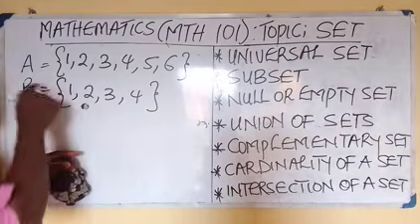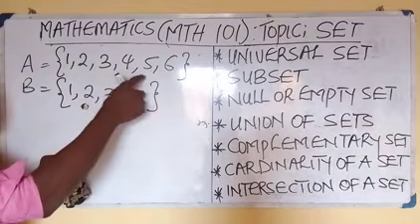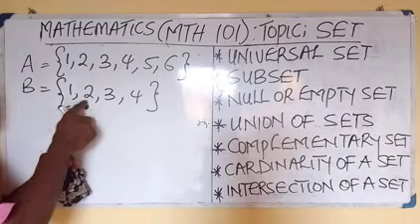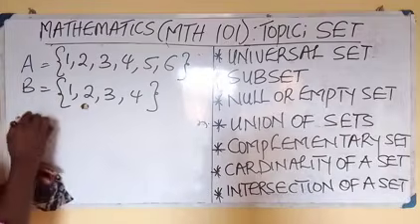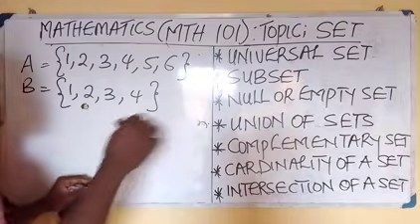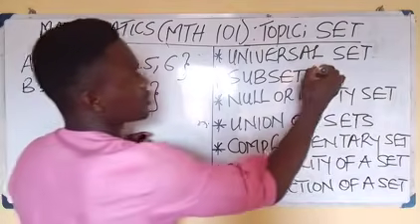That is to say that if I have set A and set B, I have 1, 2, 3, 4, 5, 6. I have 1, 2, 3, 4, right? So the question is, please, a subset is denoted using a symbol.